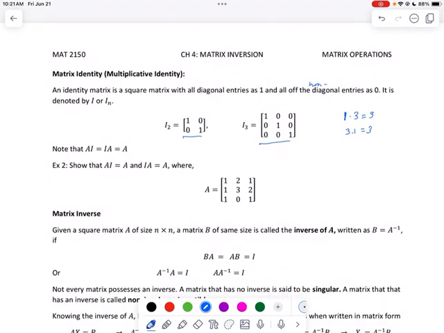So here, the example is saying show that AI is equal to A and IA is equal to A, where A is equal to this. So if we have this matrix and you multiply it with the identity matrix, for example, first we do AI. So I'll write it maybe over here, AI. So we write our matrix A, and then I multiply with the identity matrix.